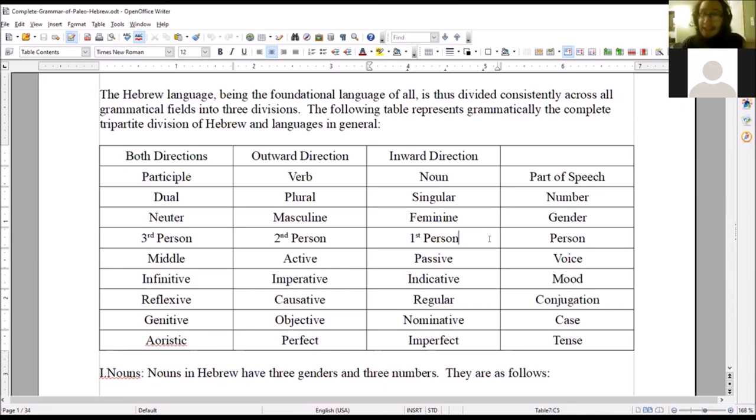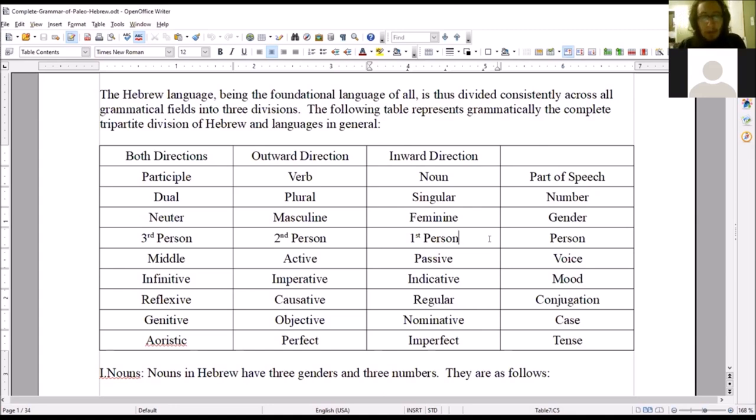Let's say you and I are having a conversation. If I say I or we, it's inward, because it's referring to myself. If I'm talking to you and I say you, I'm saying something outward. But if we're talking about someone else, it refers to both me and you. He is he to me and he is he to you. So he is conveyed to you and to me at the same time, therefore it's both. Same thing with they and same thing with she.